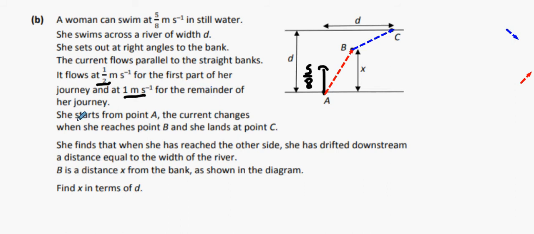Okay, she starts from point A, happy days, and the current changes when she reaches point B. Awesome. Then she lands at point C. Great. She finds out when she reaches her side, she is drifted downstream in a distance equal to the width of the river. So essentially, we start here. It's D up, D across. Okay. Now, B is a distance x from the bank as shown. Find x in terms of D. That is tough. Find x in terms of D.